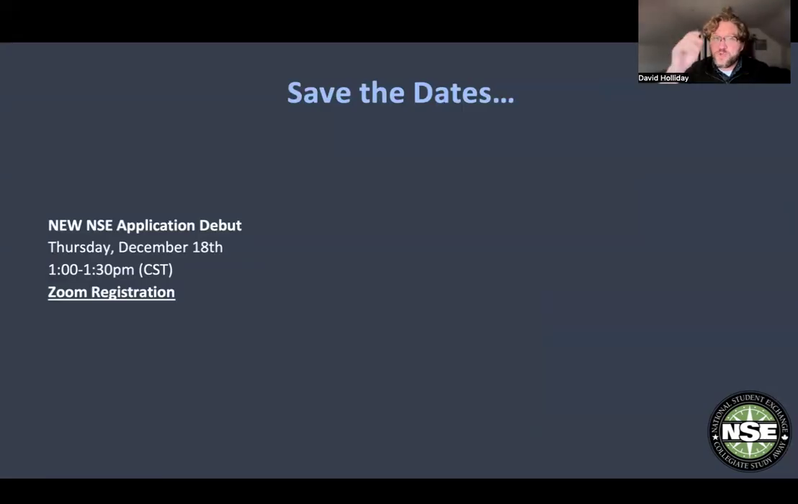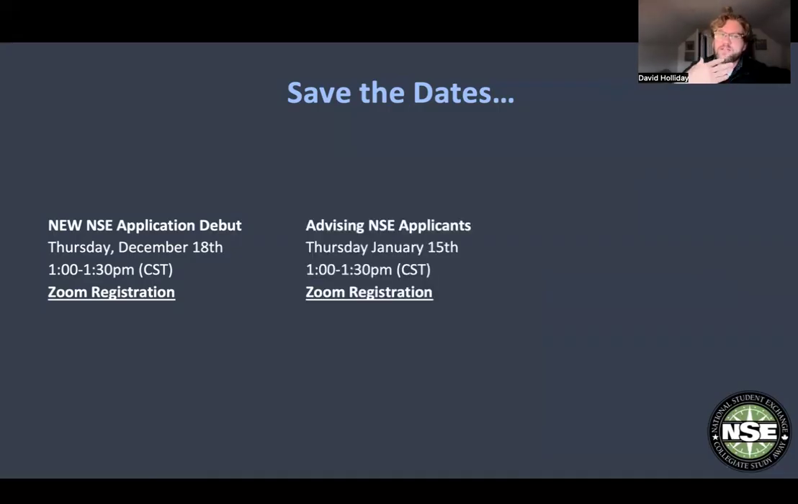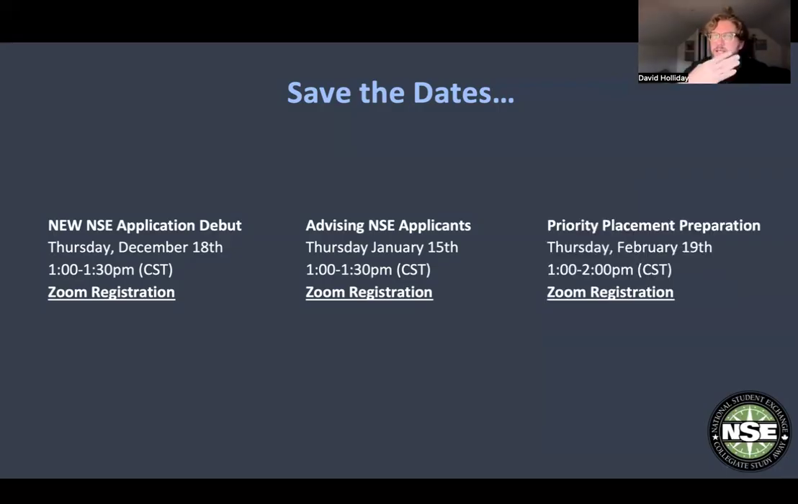And save the dates. We have a few upcoming webinars. First of all, we'll be debuting the new NSE application system, part of our new CMS. That'll be on Thursday, December 18th. And I'll share this link with the Zoom registrations. These have also been shared a couple of times through our Constant Contact monthly briefs. Then we'll have a webinar on how to advise NSE applicants on choosing campuses, understanding chance of placement, etc. That's on January 15th. And then we will be doing a webinar on how to prepare for priority placements. That'll be in February. So please register for that and stay tuned for more information.